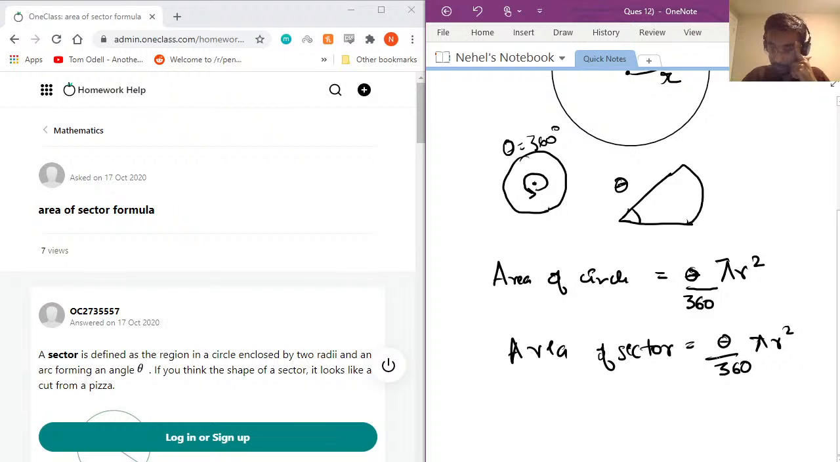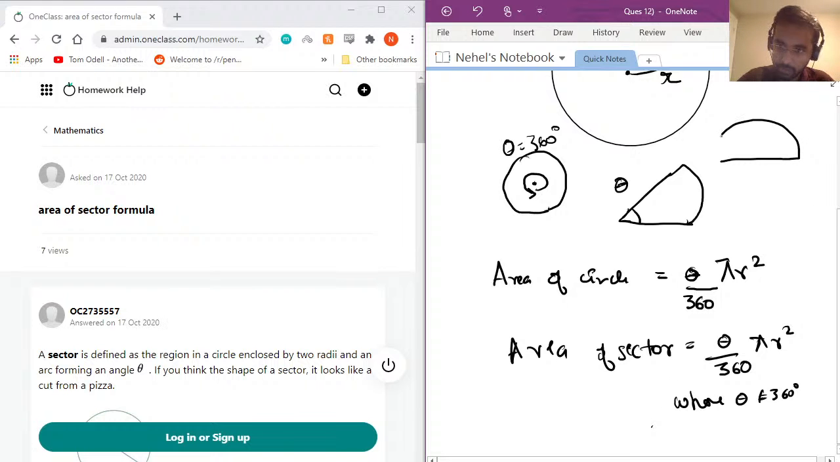Okay, just as a quick note, where theta, let's say, is not equal to 360 degrees. Now, for a semicircle, if I was given this question and asked, okay, what's the area of a semicircle? So a semicircle is also considered as a sector, and since I'm going 180 degrees around my center point, I would say that my area would be, you substitute 180 here and you get pi r square over 2, which is correct, which is the area of a semicircle.